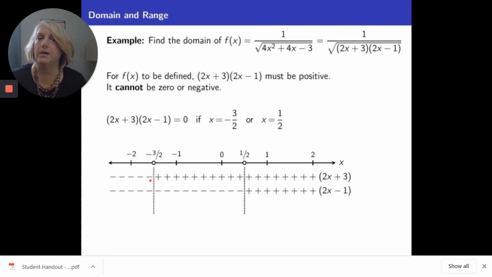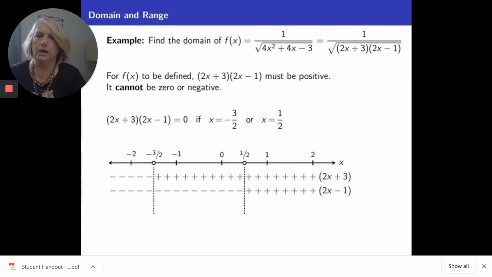I repeat the process with the 2x minus 1 factor. And so again, it would be positive in the interval from 1/2 to infinity. It would be negative if I pick either of these numbers to plug in, and then negative down here. So we kind of lay out the cases, the possibilities of the two factors.